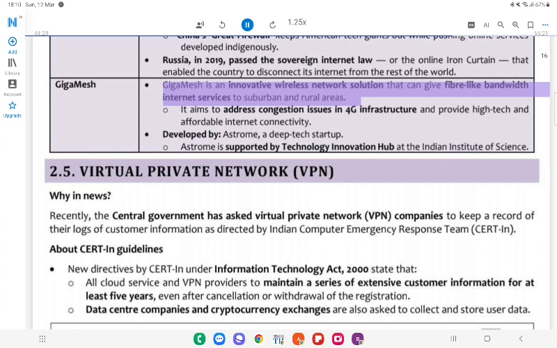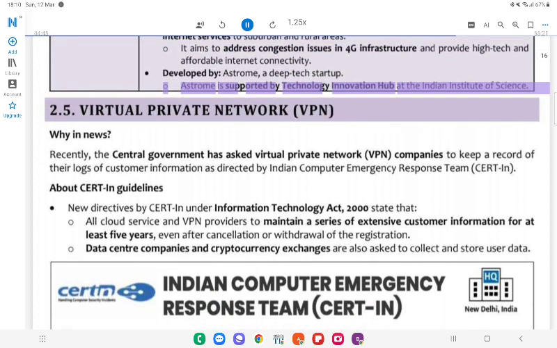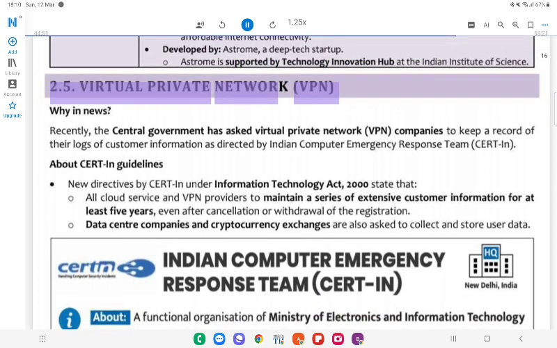Gigamesh is an innovative wireless network solution that can give fiber-like bandwidth internet services to suburban and rural areas. It aims to address congestion issues in 4G infrastructure and provide high-tech and affordable internet connectivity. Developed by Astrome, a deep tech startup, which is an incubated startup at the Indian Institute of Science.